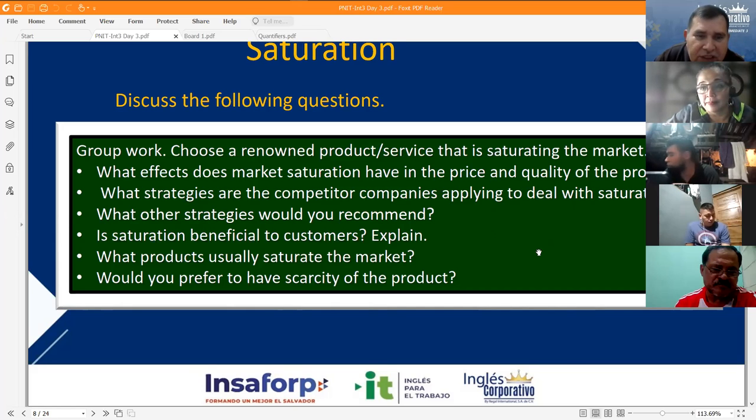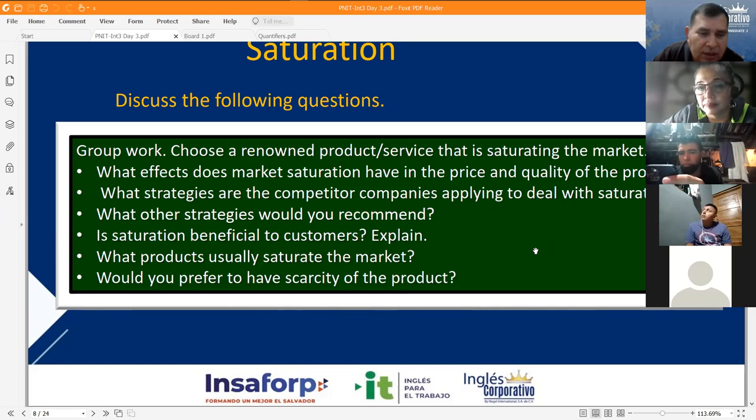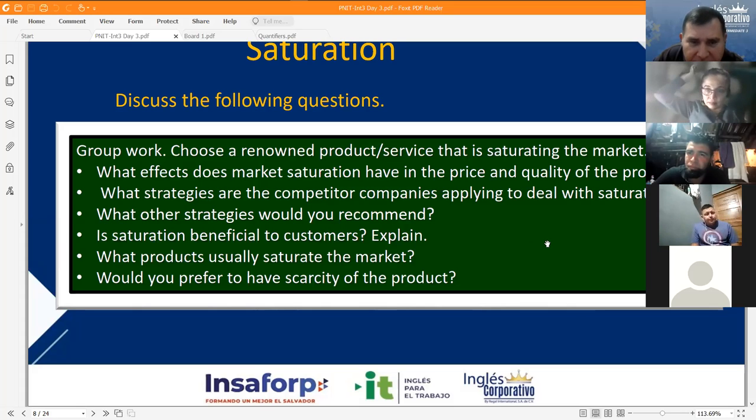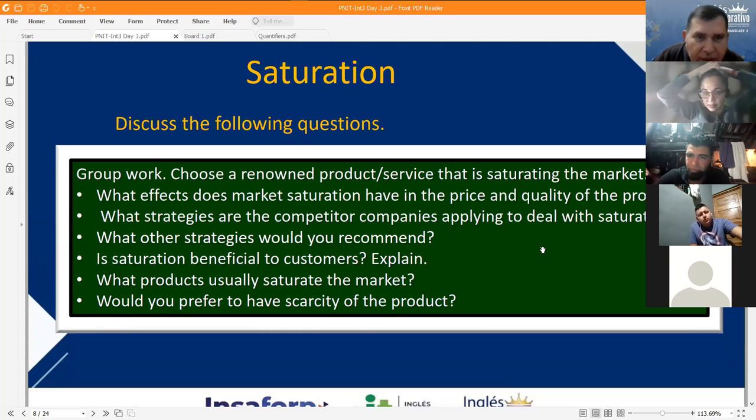Is saturation beneficial to customers? Please explain here. And what products usually saturate the market? What kind? Is that food, clothing, car parts, liquor, or what type of products saturate the market? Why? Now, would you prefer to have scarcity of the product than saturation? The opposite of saturation would be scarcity. Scarcity means when you cannot find the product anywhere. And I would say that is terrible.